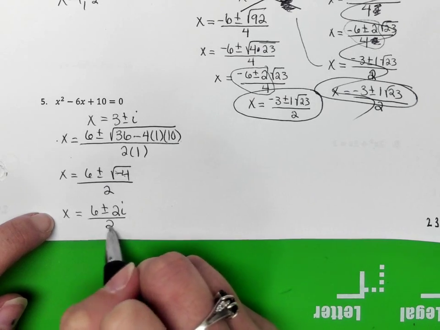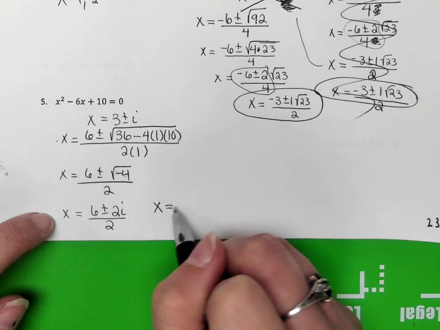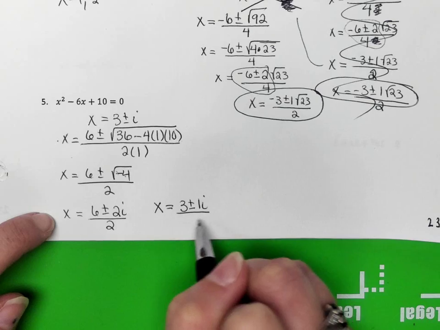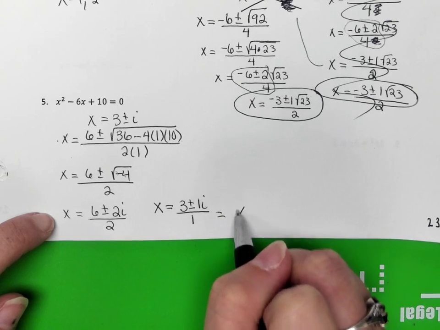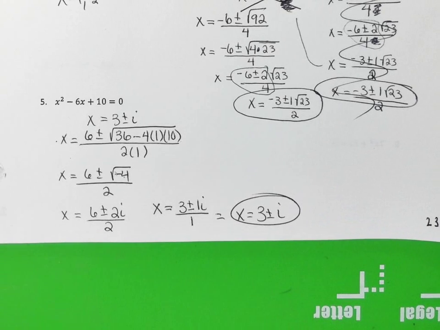I. And what are all 3 of them divisible by? 2. 6 divided by 2 is 3. 2 divided by 2 is 1i. 2 divided by 2 is 1 on the bottom. And that reduces to 3 plus and minus i.